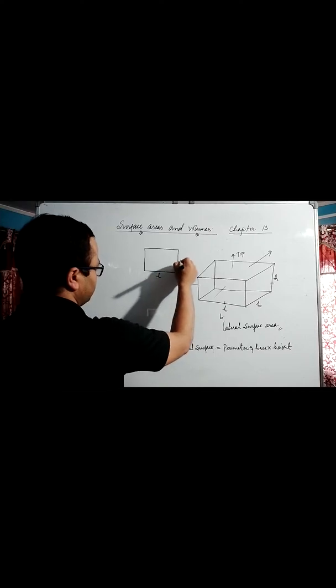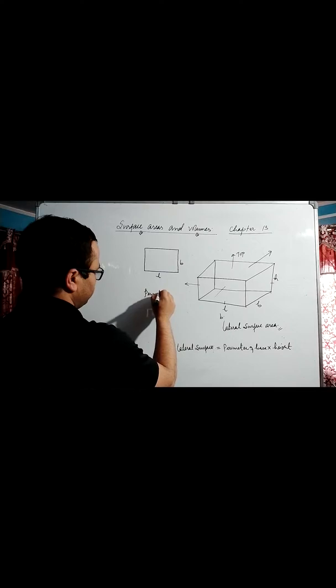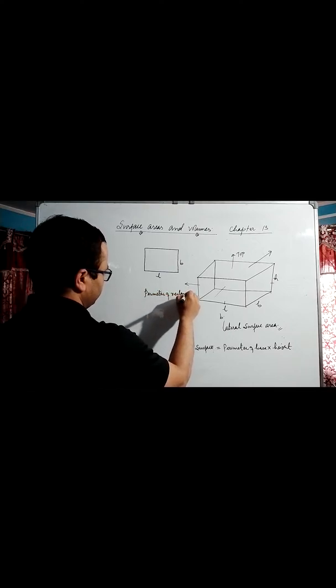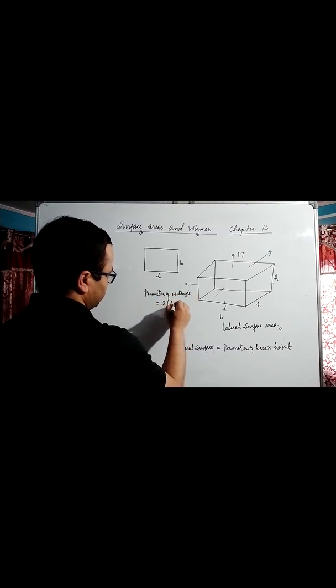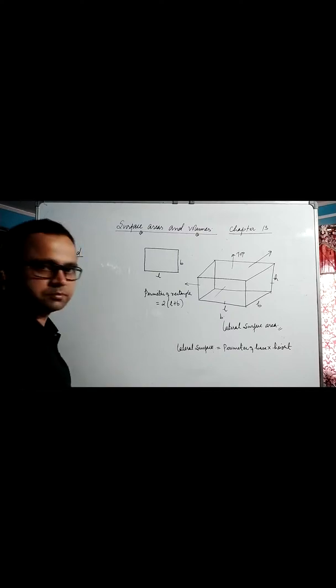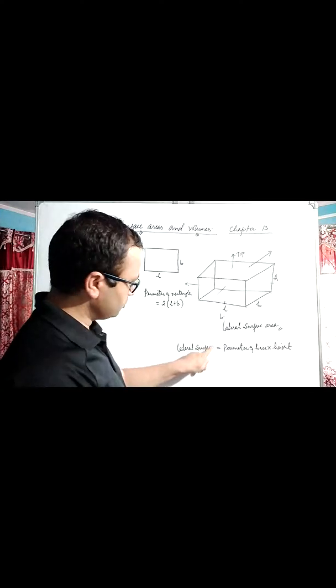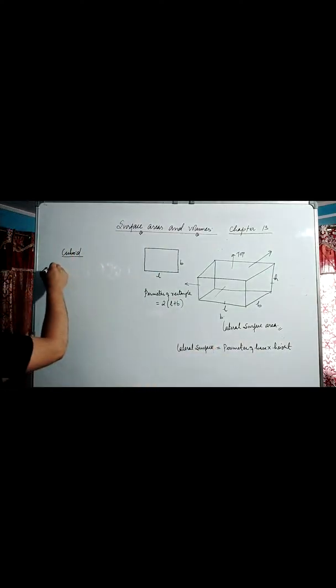And this is L and this is B. We know that the perimeter of a rectangle is 2 times (L plus B), twice length plus breadth. Now we need the lateral surface area of a cuboid. First, we will calculate the lateral surface area of the cuboid.